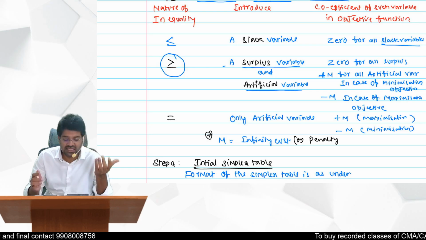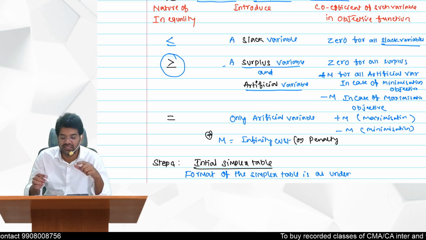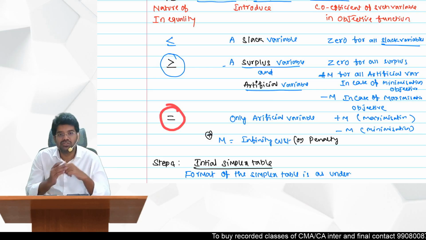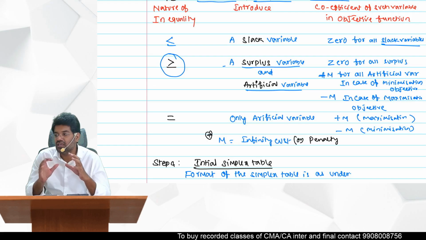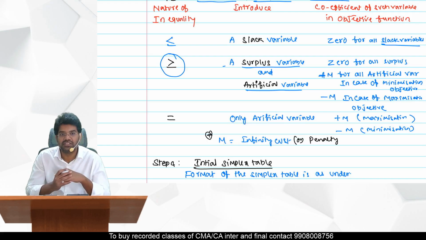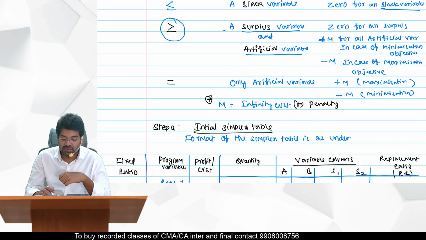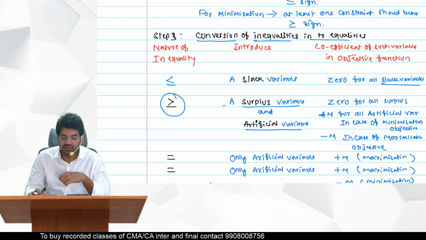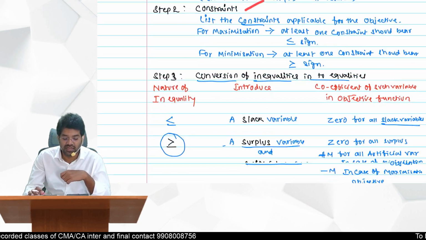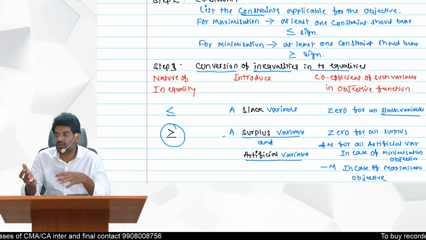Whenever you have a greater than sign, we should introduce both a surplus variable as well as an artificial variable. But if you have only an equal to sign, then introducing only an artificial variable would be sufficient. M represents infinity cost or penalty. So step number 1 is, first we should take the objective function, next the constraints we should write. Now the constraints we should convert into equalities.